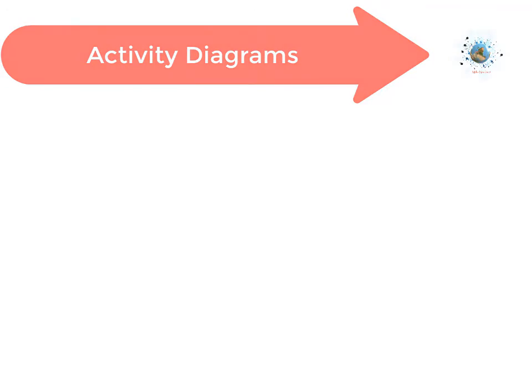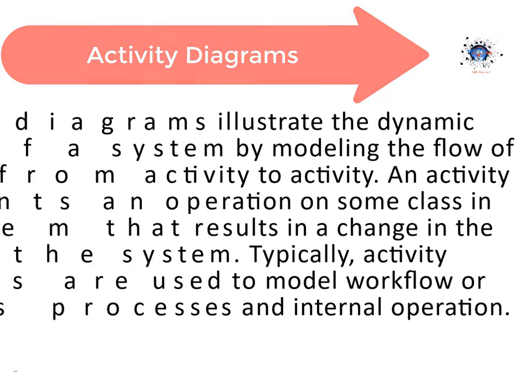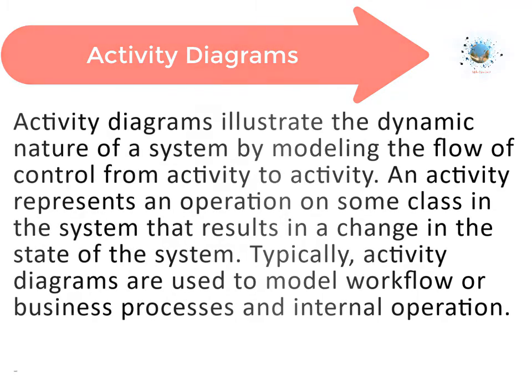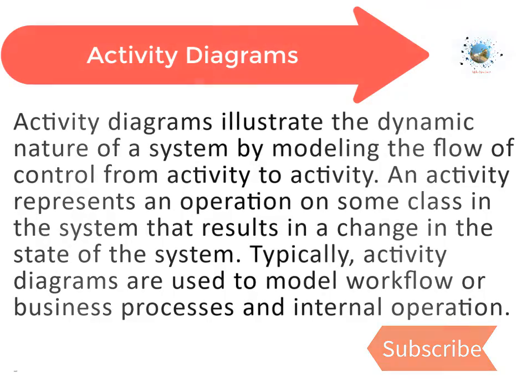Activity diagrams. Activity diagrams illustrate the dynamic nature of a system by modeling the flow of control from activity to activity. An activity represents an operation on some class in the system that results in a change in the state of the system. Typically, activity diagrams are used to model workflow or business processes and internal operation.